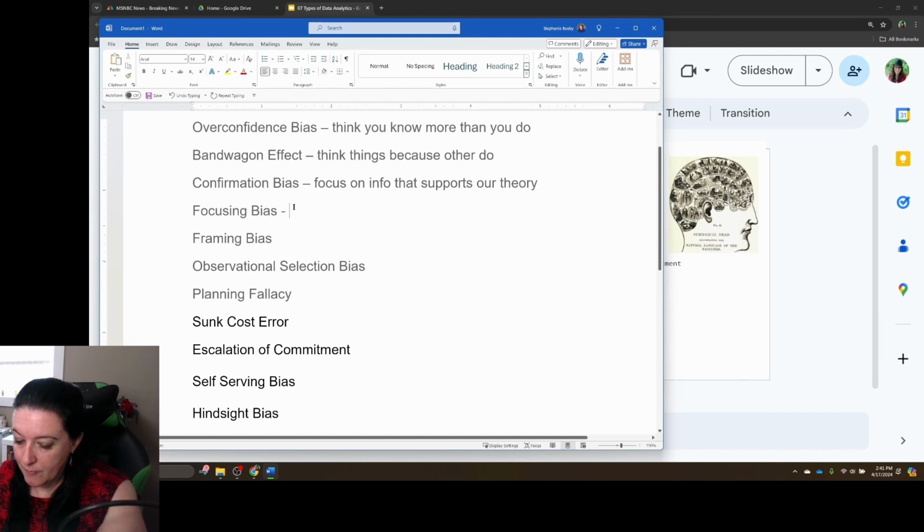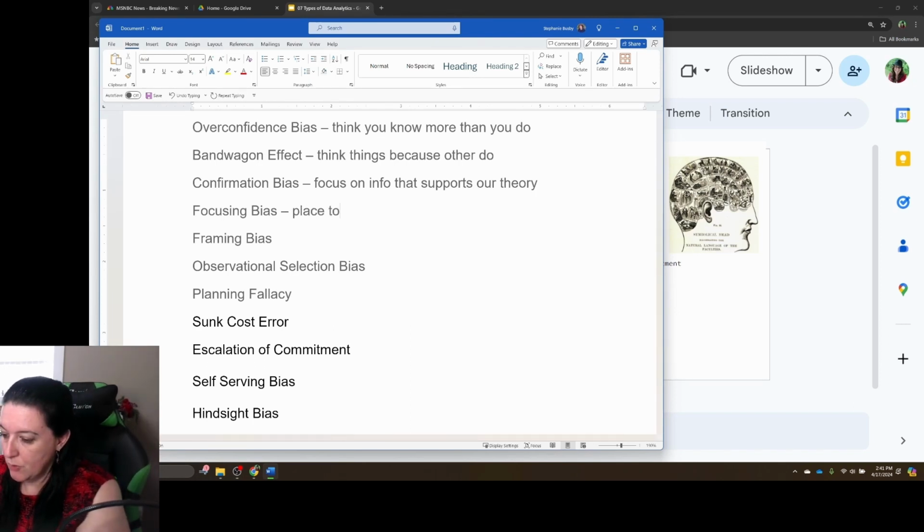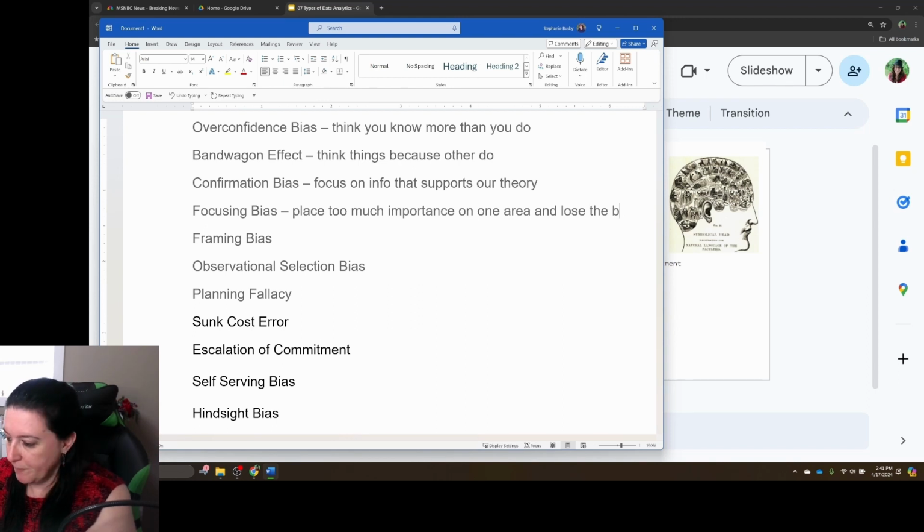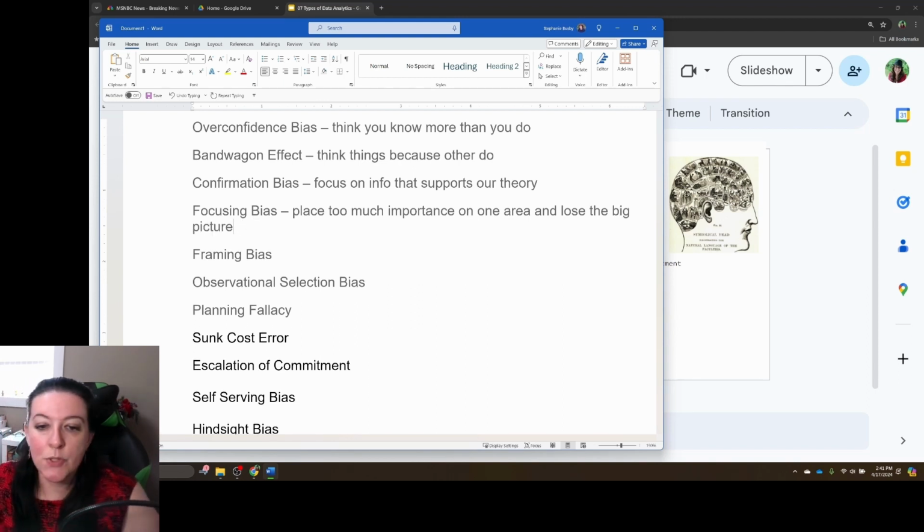Focusing bias is where we place too much importance on one area and lose the big picture. So let's say, for example, that you have been waiting hours for your Taylor Swift tickets and you don't get them. They're sold out. If you waited 5 hours, if you waited 2 hours, does that change how upset you are? Well, mostly we would say, oh, well, if I waited 5 hours, I'd be way more upset than if I waited 2 hours and didn't get them.